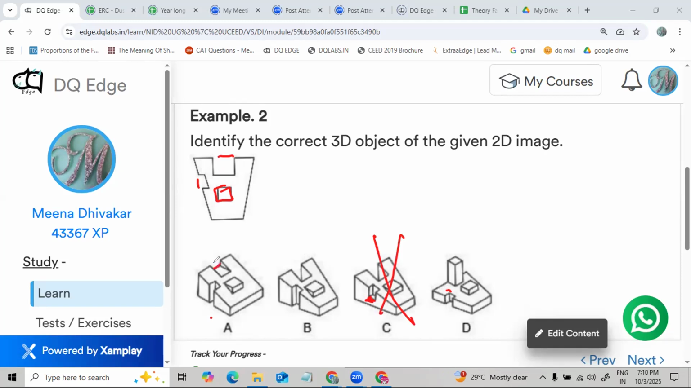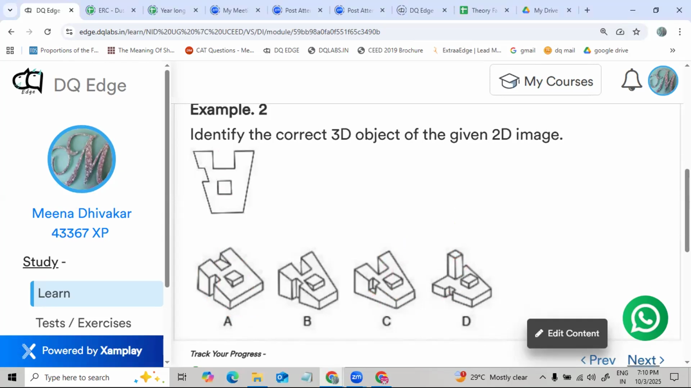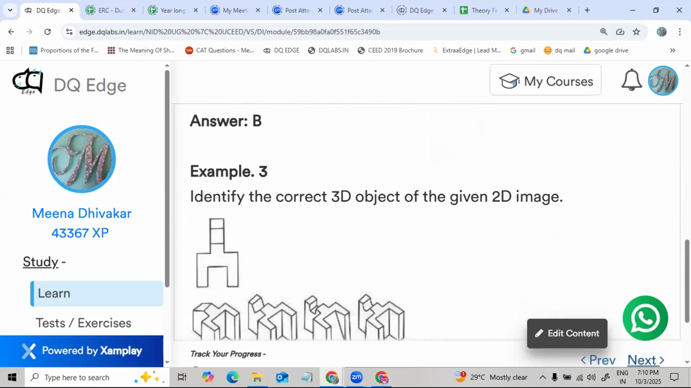Coming to this part, my top view should be open. In A there is a line here you could see, so it's closed, ruled out. And in D there is a closed figure actually here. When I view from top, I could see the square. So this is ruled out. Only option B is correct. Is that clear? Yes, ma'am.